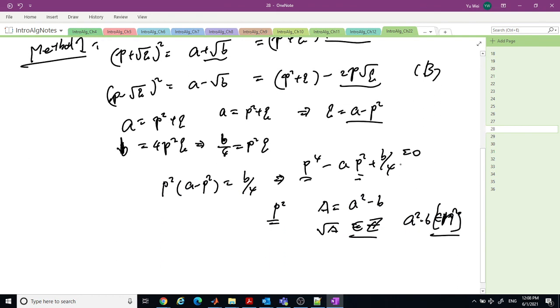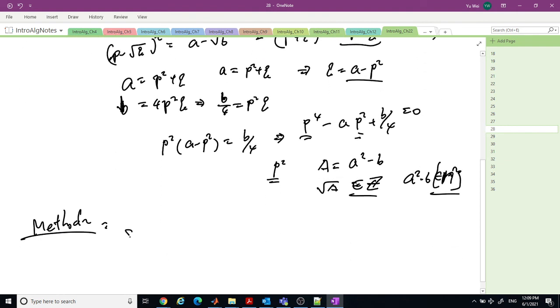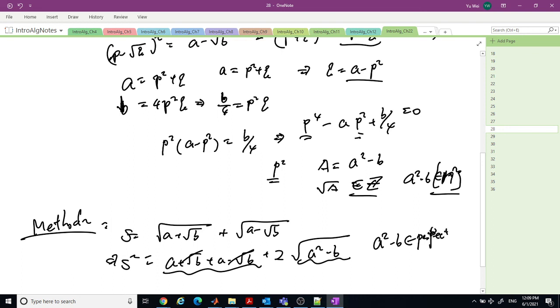Okay, this is method 1, and we also have method 2, which is simply to square both sides. Let's say s is equal to root of a plus root b plus root of a minus root b. Then s squared is equal to a plus root b plus a minus root b plus 2 times root of a squared minus b. So this part is gone, right? We need this to be an integer, so that's why a squared minus b belongs to a perfect square.